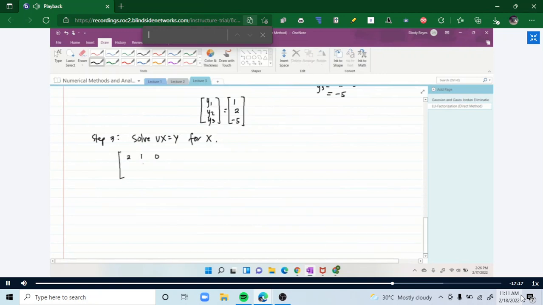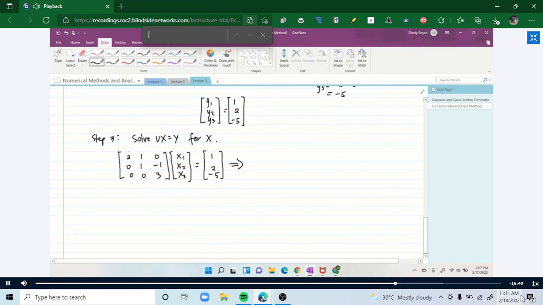X 2, 1, 0, 0, 1, negative 1, 0, 0, 3. That's our upper triangular matrix. And then the matrix of the unknowns, X sub 1, X sub 2, X sub 3 equals Y. Y is this, diba? 1, 2, negative 5.